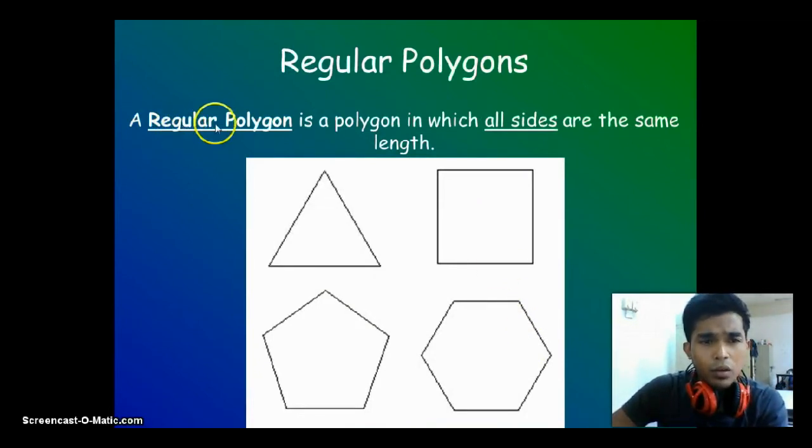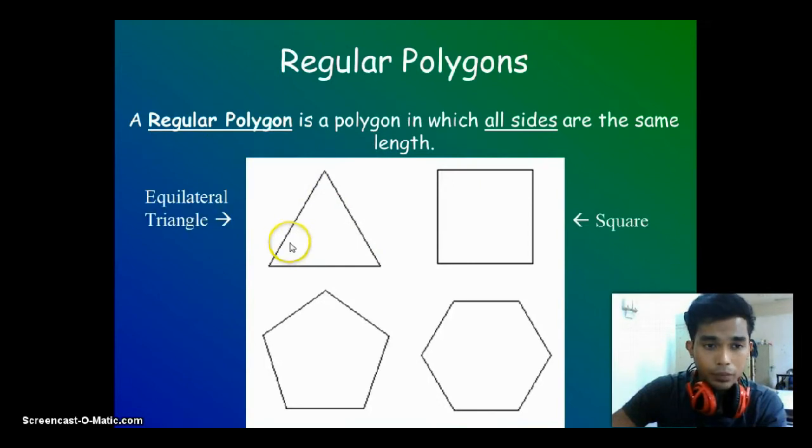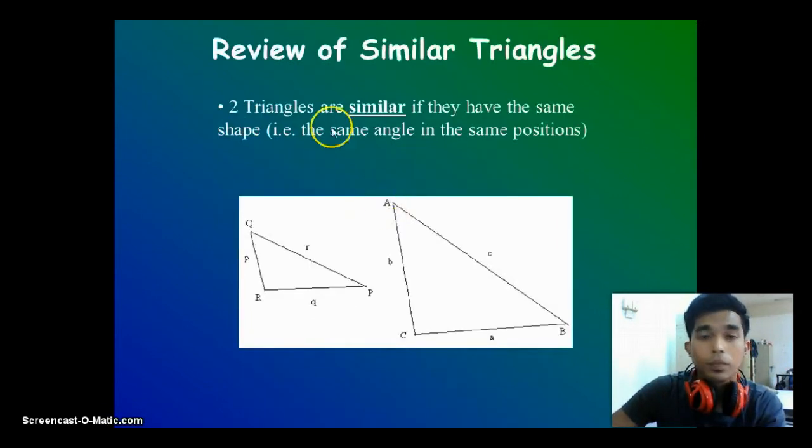A regular polygon is a polygon in which all sides are the same length. So for example, this is ABC. From A to B is 3 meters, and from B to C is also 3 meters. So a regular polygon states that all of the sides are the same, for triangle or for square or any type of regular polygon.